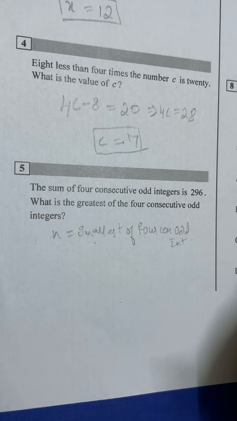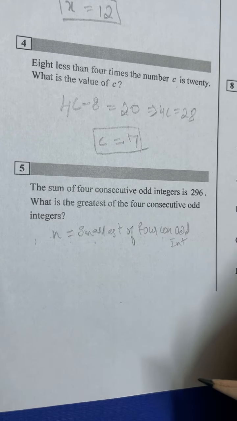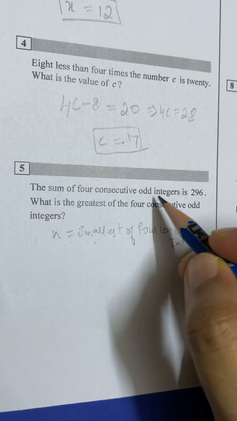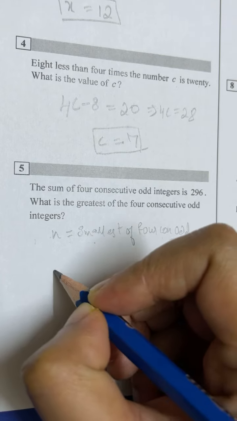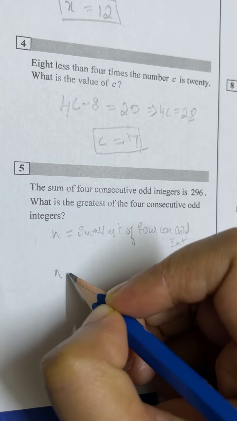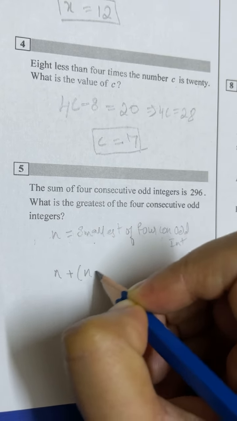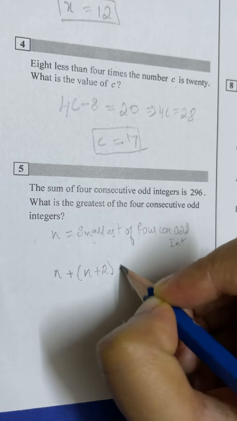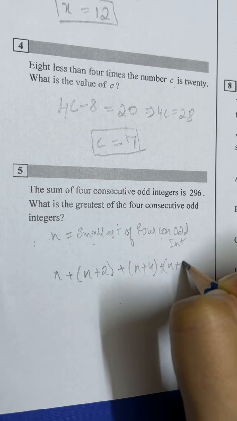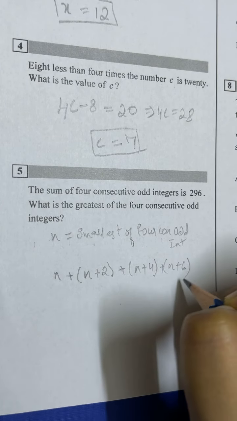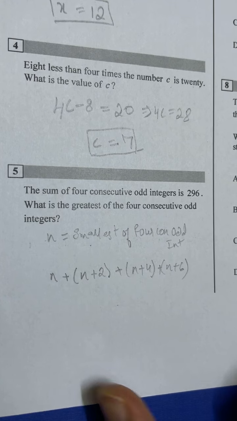Alright, so now we are going to construct an equation. The sum of 4 consecutive odd integers is 296. So we're going to write down n, that is our first integer. Then you have n plus 2, then n plus 4, then you can write down n plus 6, is equal to 296.